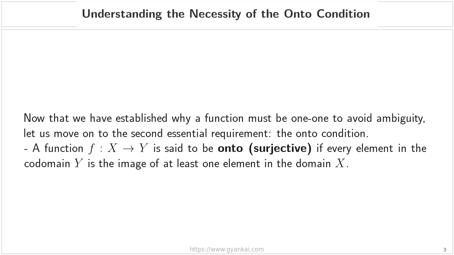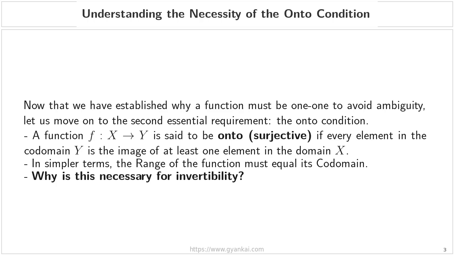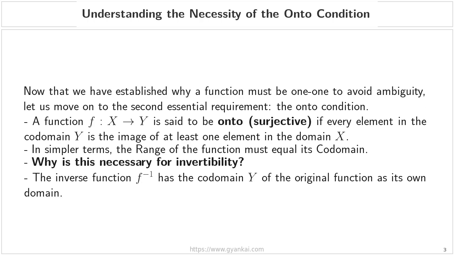To put this in simpler terms, for a function to be onto, its range must be exactly equal to its codomain. This means that every possible output in set y is actually reached by the function. But why is this specifically necessary for invertibility? To understand this, remember that the inverse function, denoted as f inverse, essentially reverses the original process. Consequently, the codomain y of the original function becomes the domain for the inverse function.